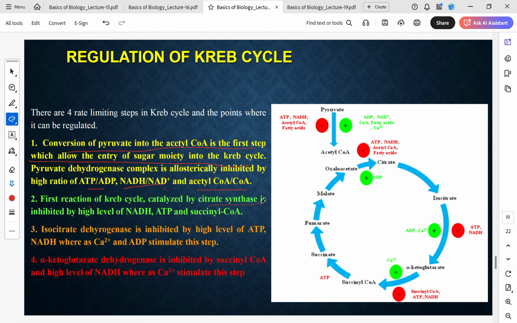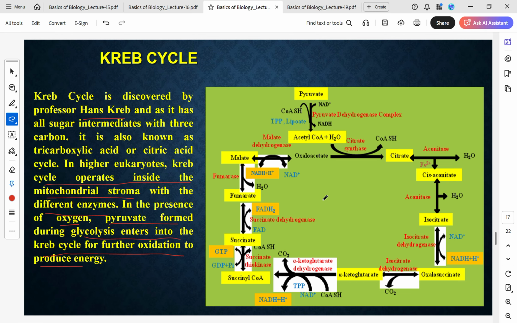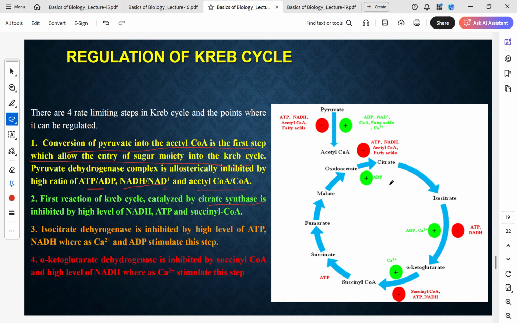The second is catalyzed by citrate synthase, the first reaction of Krebs cycle, which is the conversion of oxaloacetate and acetyl coenzyme A into citrate. It is inhibited by presence of a high level of NADH, ATP or succinyl coenzyme A.